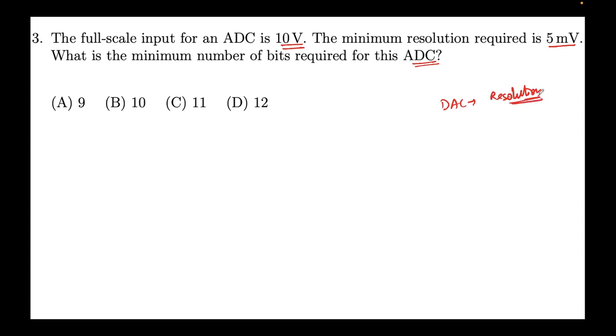The same analysis holds true for this. Okay, so we are given the digital output. Digital input, this time analog is input, so 10 volts. The resolution is 5 millivolts. We are required to find the number of bits. So let's do that. So analog to digital conversion.